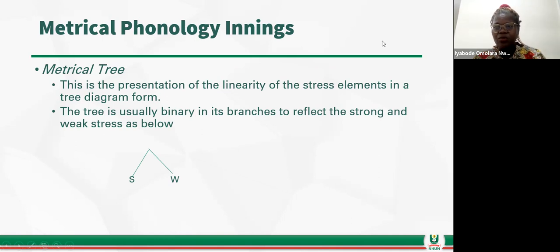We have said it, and I've asked you the question about the linearity. It follows one another, elements in the diagram. In this case, we see that in the minimalist program, you have the two branching nodes of the stress analysis again. The binary is usually branching to represent the strong and weak stress, as you see. So you see the strong and the weak. And it can also be weak and then strong, if it is starting with something like above. Let me look at the word like above.